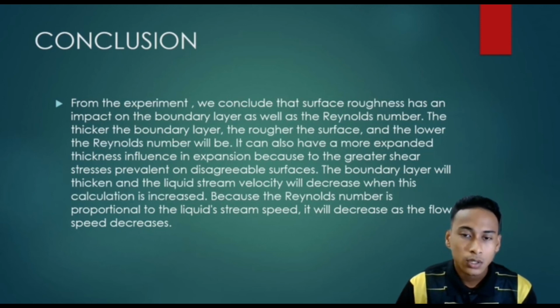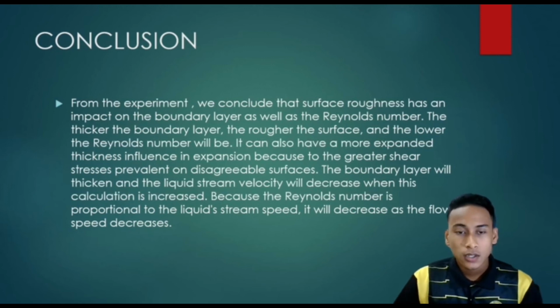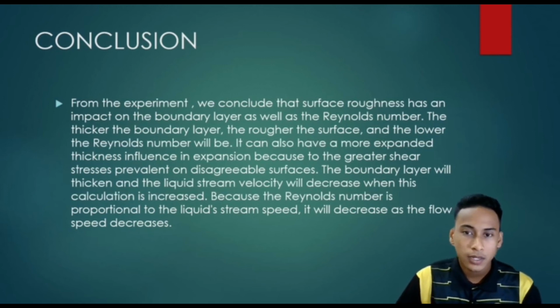Because the Reynolds number is proportional to the fluid stream speed, it will decrease as flow speed decreases. Lastly, based on the experiment result, we have determined that for the boundary layer thickness of the plate subjected to longitudinal flow for rough and smooth surface, the speed of the flowing fluid is much higher for the smooth surface plate compared to the rough surface plate.